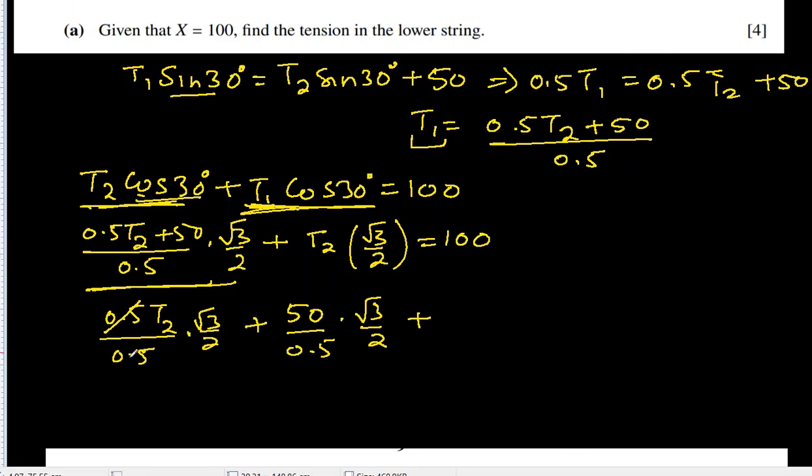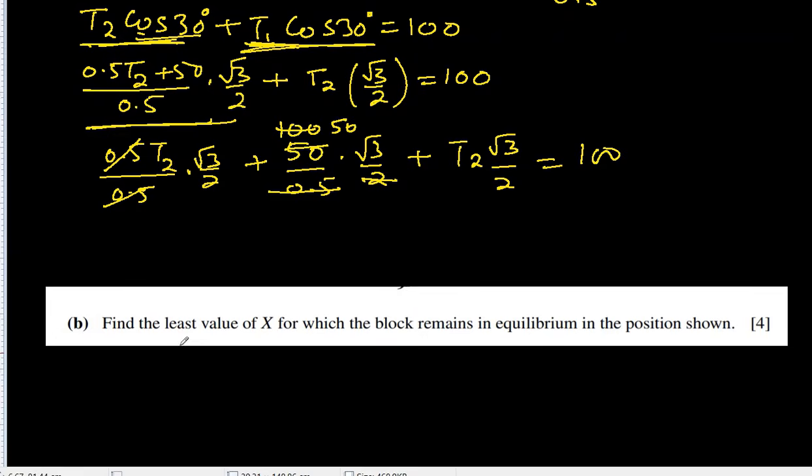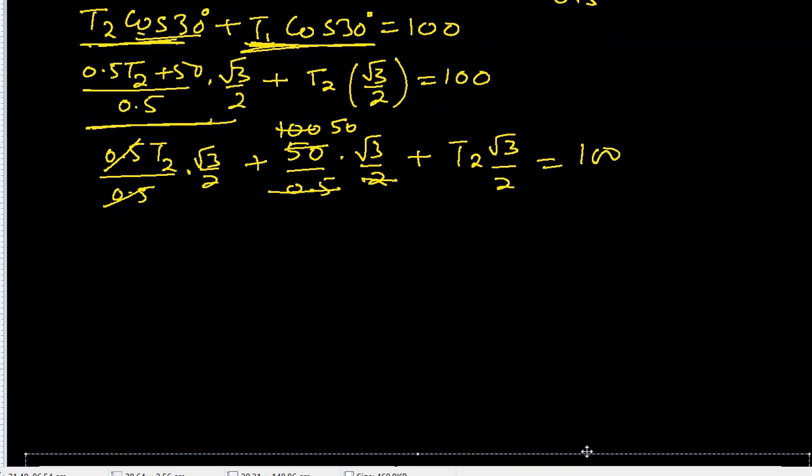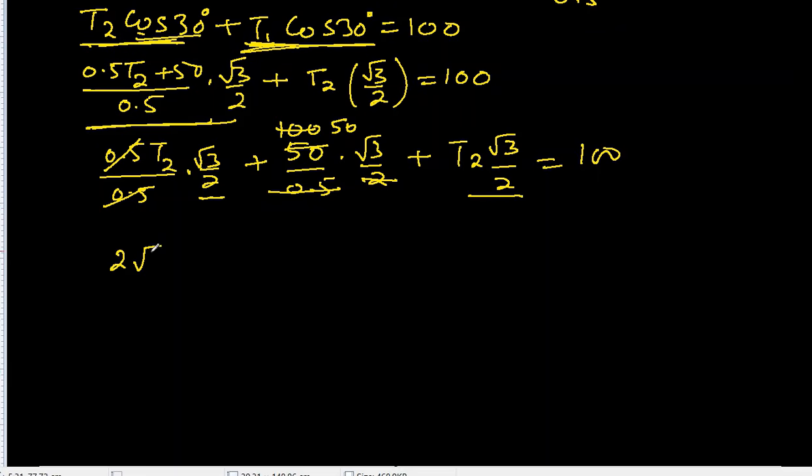It becomes a little complicated, but no problem, just keep your cool, everything will be okay. Equal to 100. And 2 and 100 can cancel. Wow, so it becomes easy now. Let me move this down to make some space. So it becomes square root 3 over 2 T2 and square root 3 over 2 T2, both of them are same, so 2 square root 3 over 2 T2 is the combination of the two.